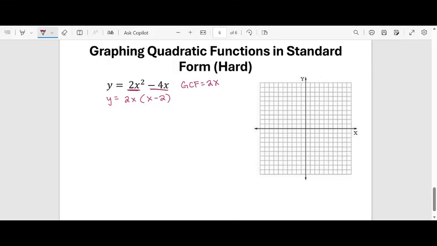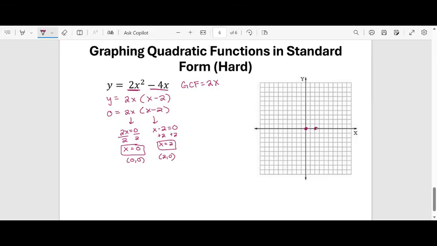Now I can use the zero product property by making my y equal 0 to find my two x-intercepts. So I can say 2x equals 0 and x minus 2 equals 0. If I divide 0 by 2, I still have nothing. So my x-intercept is going to be 0, 0. That's my first one. And then my second x-intercept will be at 2, 0.